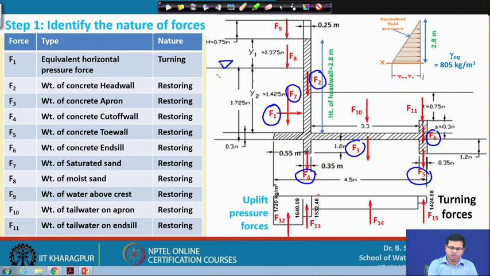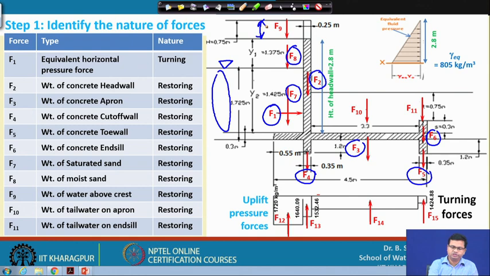So, this soil will be saturated. For this you have to estimate the value of y 2, here it is 1.425 meter. So, that is my F7. What is F8? F8 is the weight of moist sand. You can see this is the weight of moist sand, because our water is here.